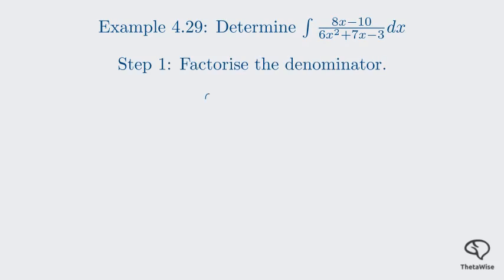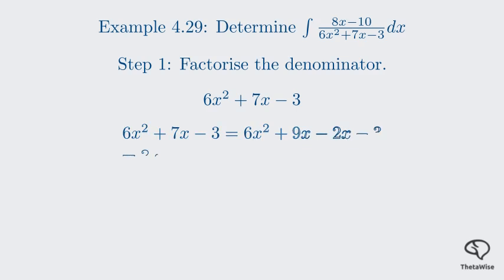Step 1. Factorize the denominator. This is a quadratic expression, and we need to find two linear factors. We can use the splitting the middle term method. We need two numbers that multiply to 6 times 3, which is 18, and add up to 7. Those numbers are 9 and 2. So we rewrite 7x as 9x plus 2x. Factoring by grouping gives us 3x plus 1 times 2x plus 3.